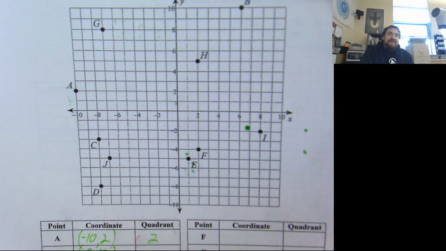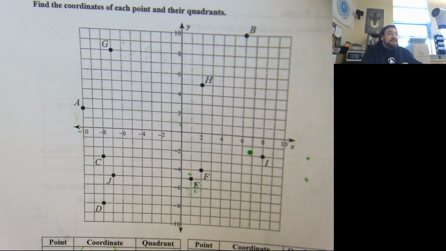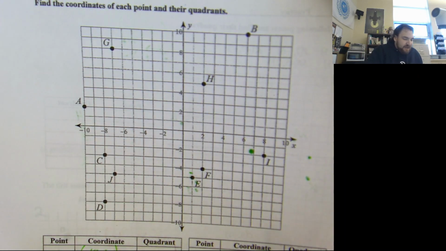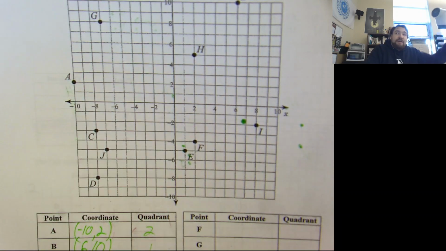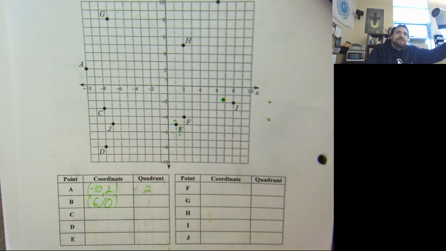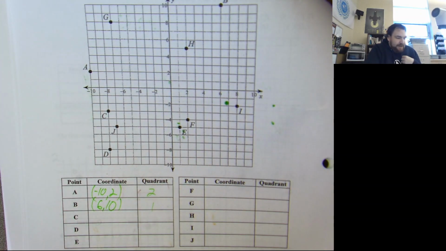Okay, here we go. And then this one's the other one. I gave you the points, now I want you to tell me what the coordinates are. Remember, the coordinates always go X then Y. So A and B are done here already for us. Ethan did them for us. So there they are, A and B.